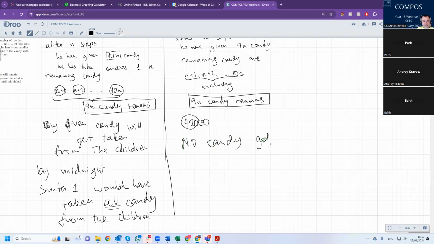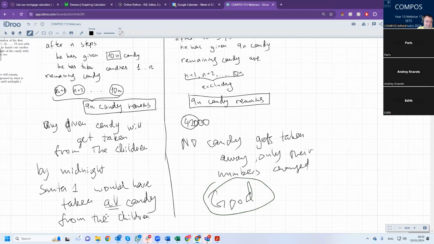Candy gets taken away. Only their numbers changed. So this is the good Santa, and this is the evil Santa.